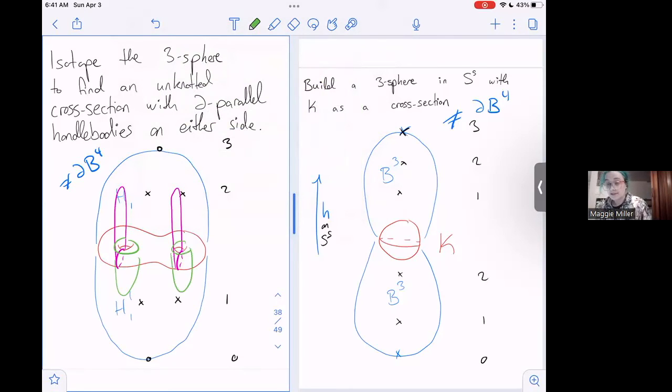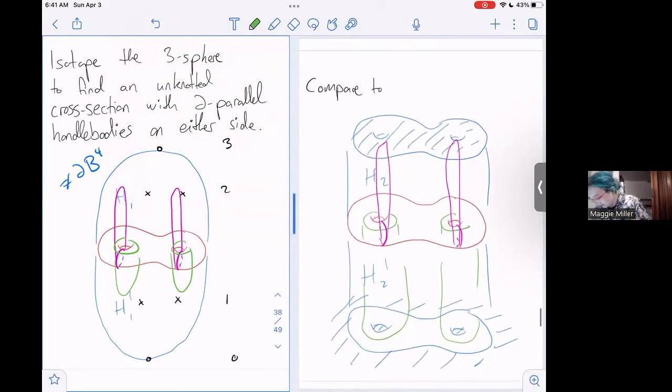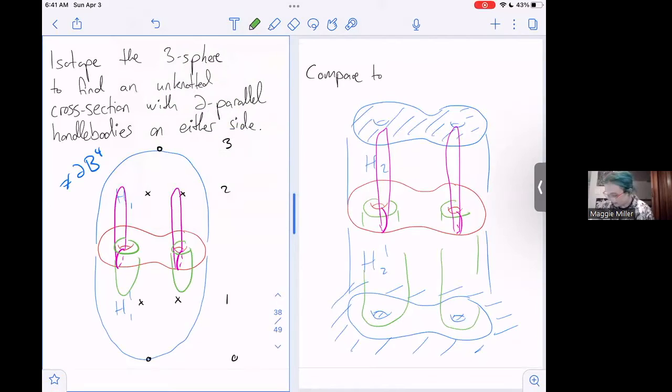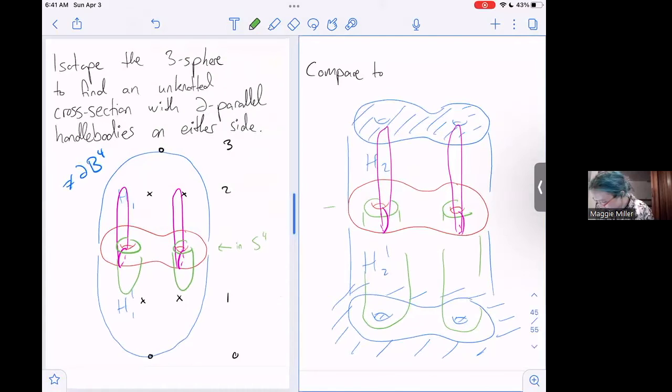Okay, but I can compare this now to a different and sort of easier to visualize S3. Oh, cool, I got the colors right. So I have this genus 2 unknotted surface sitting inside of S4. And here I'll draw the same surface in S4. And I have the same curves on it as well. But now there's an obvious pair of handle bodies with that boundary in this picture, with disks in them bounded by those curves, right?